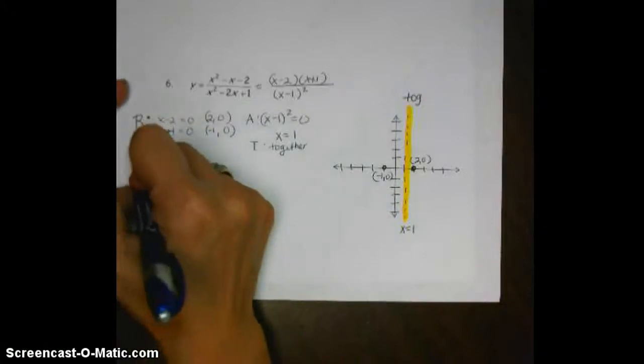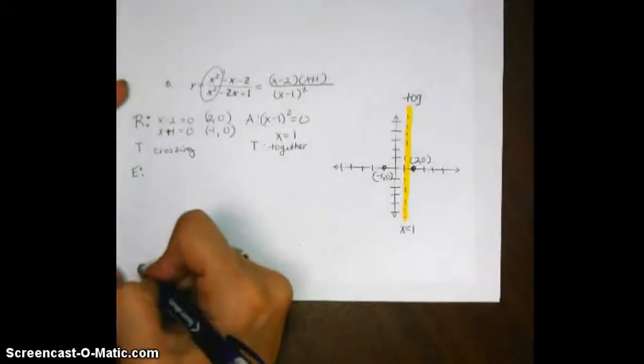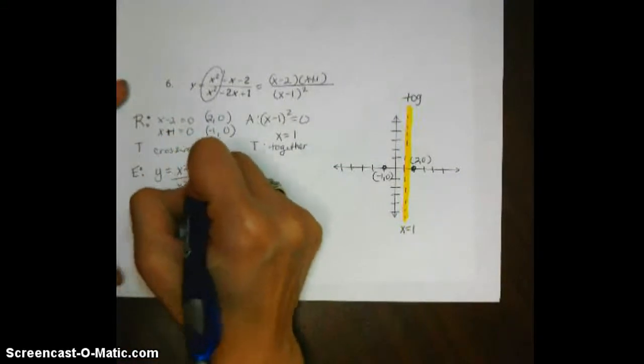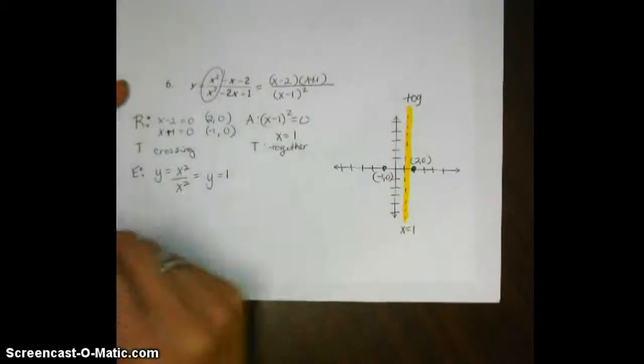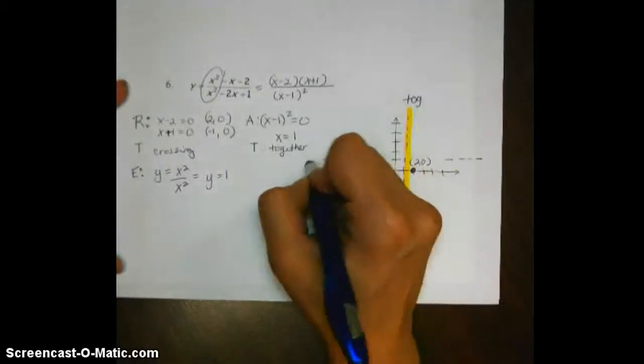Next is E, end behavior. End behavior is when we compare the ratio of the first terms, right? So we've got y equals x squared over x squared, which reduces to y equals 1. So end behavior is approaching y equals 1.